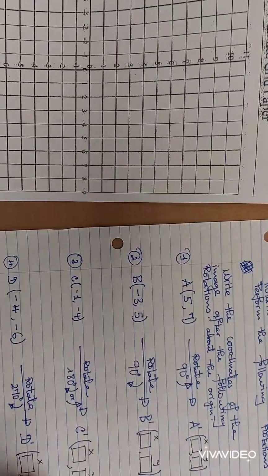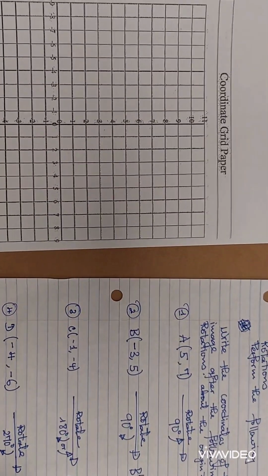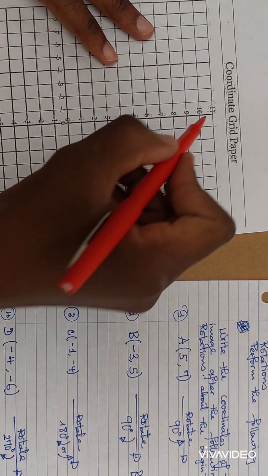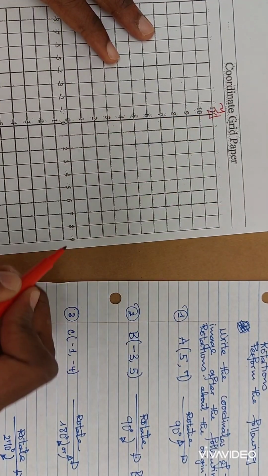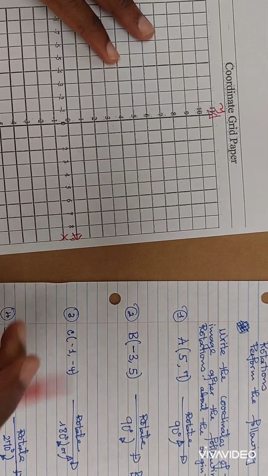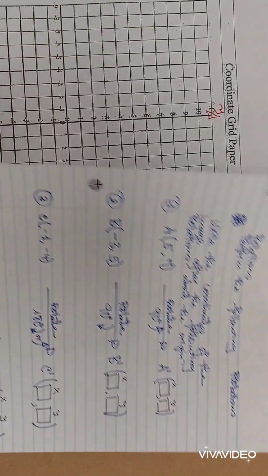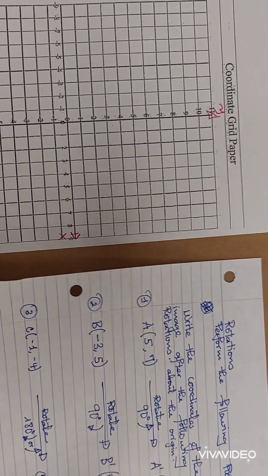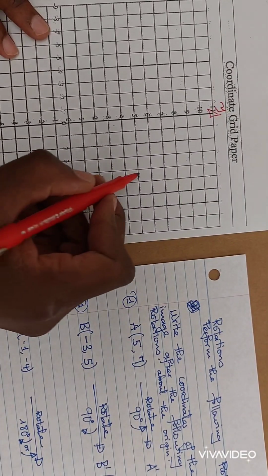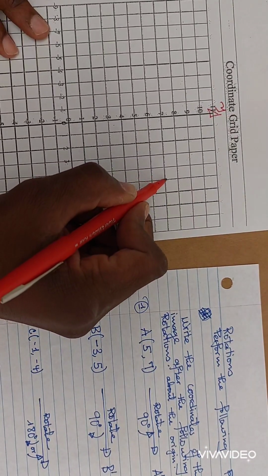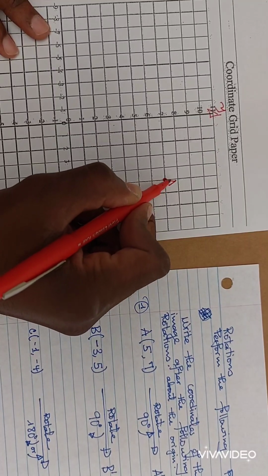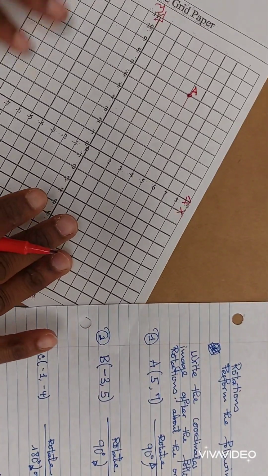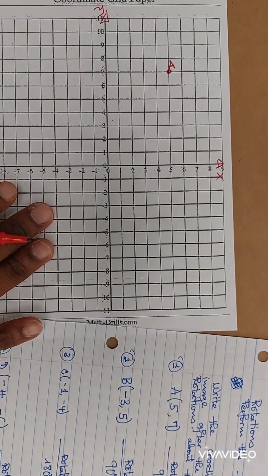We have our tool, the coordinate grid. First I want to label my y-axis and my x-axis. Then I plot the point 5, 7, right there, and I call it A. It says 90 degrees counterclockwise, so I rotate my paper 90 degrees counterclockwise.